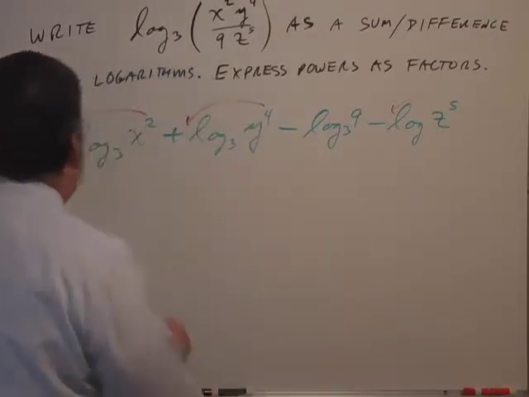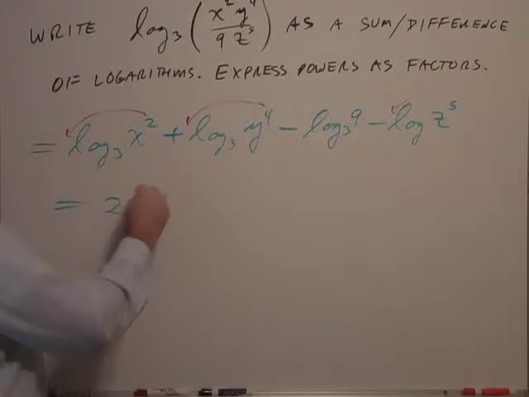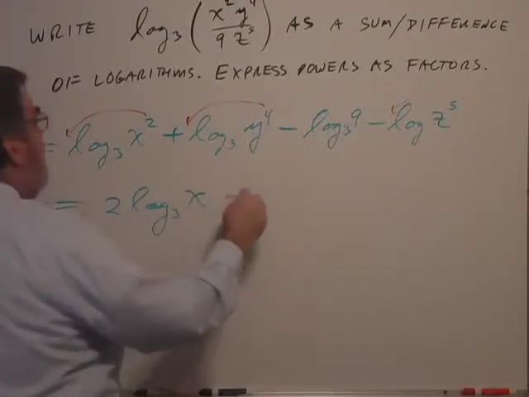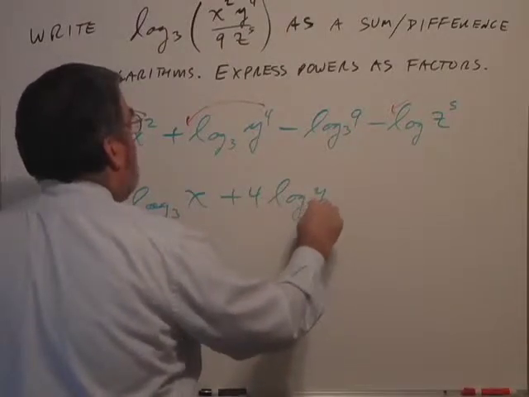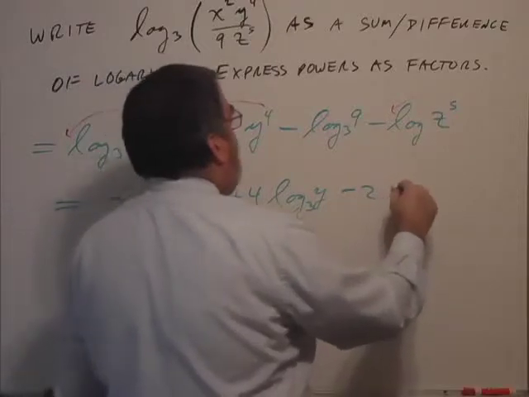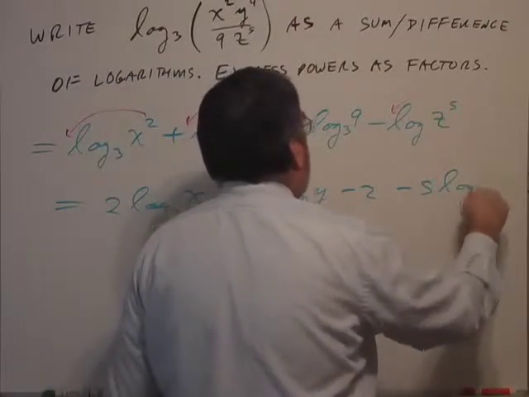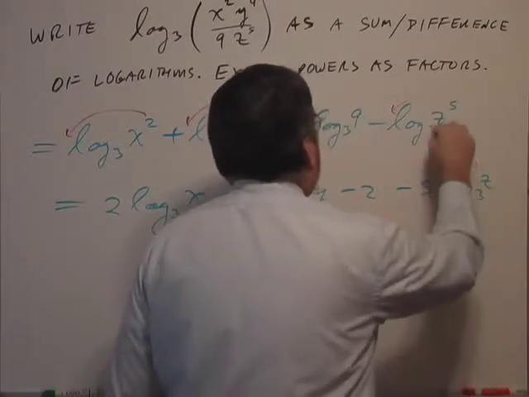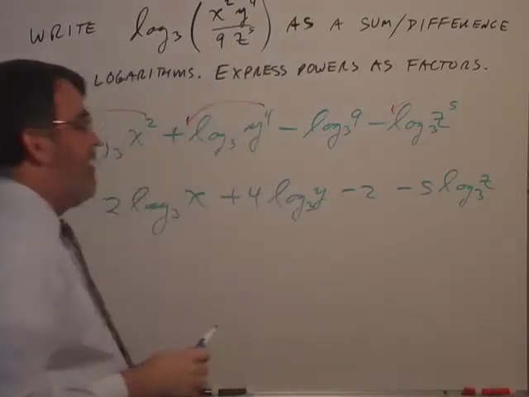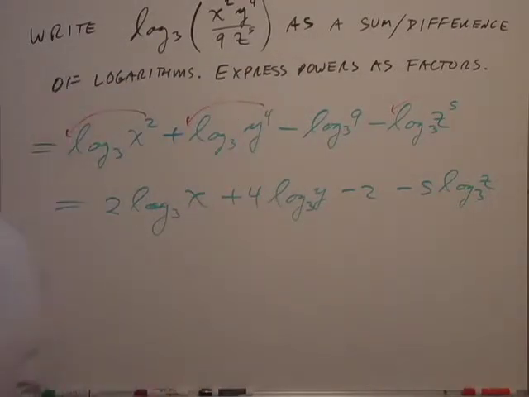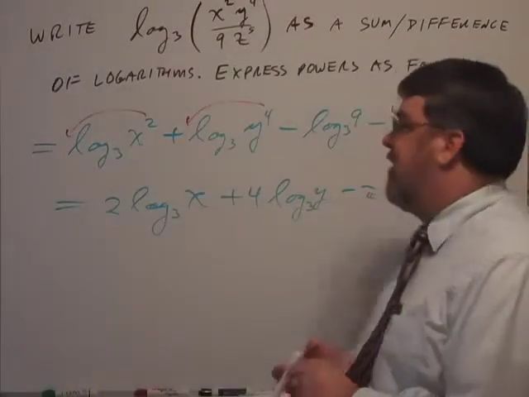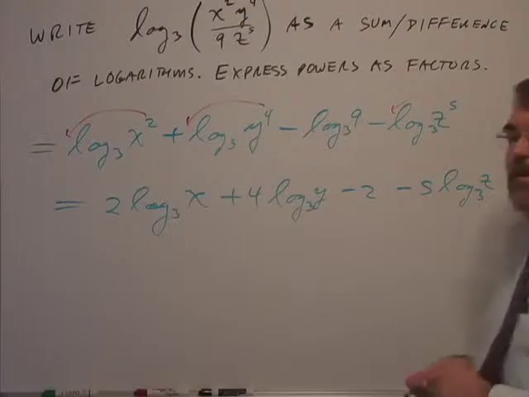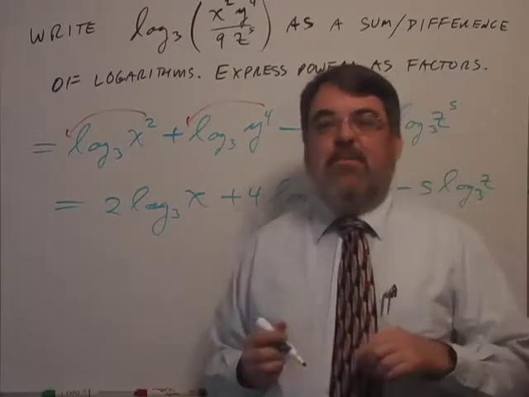All right, so now we're ready to finish the problem. This is going to be 2 log base 3 of x plus 4 log base 3 of y minus 2 minus 5 log base 3 of z. I forgot to write my 3 there, so don't forget to write your log bases. That's a little bit of detail that you've got to keep track of. So, all right, there we go. It's all split up. I'll erase the board and we'll do one more of these.